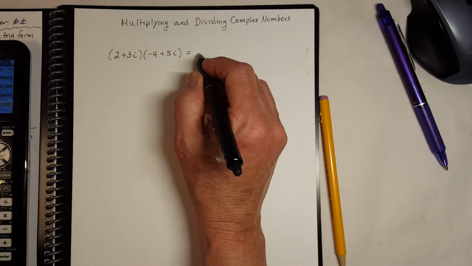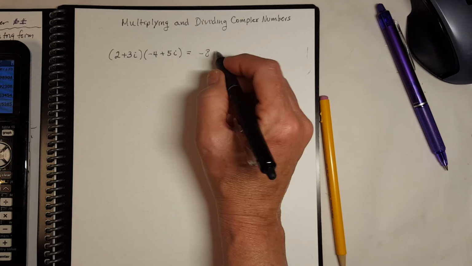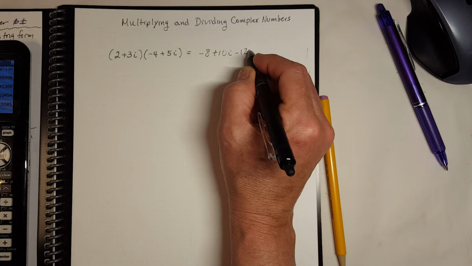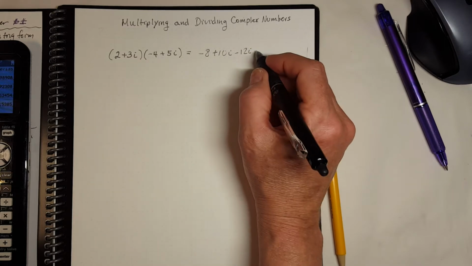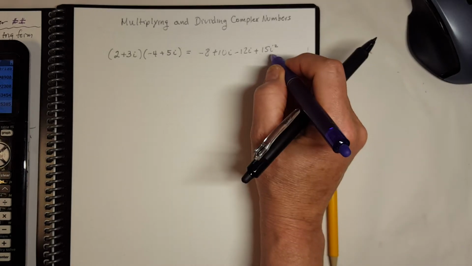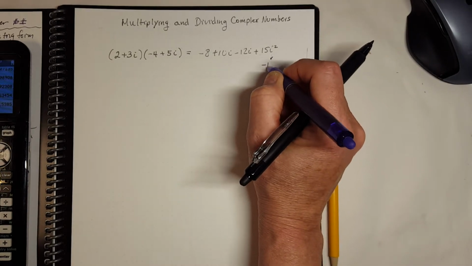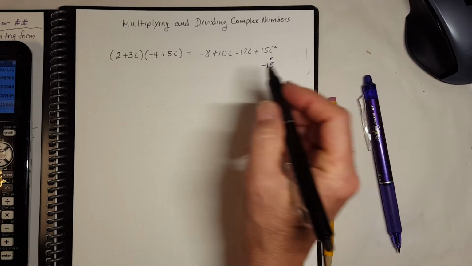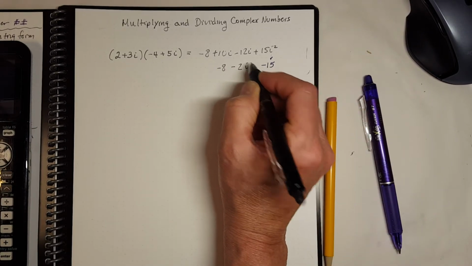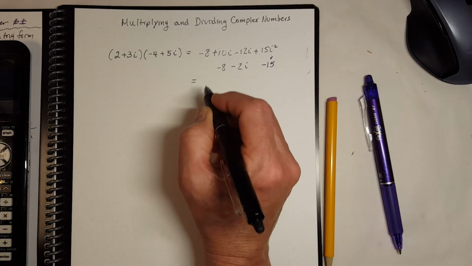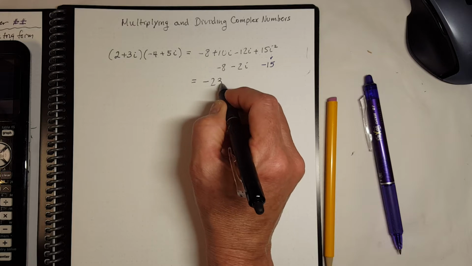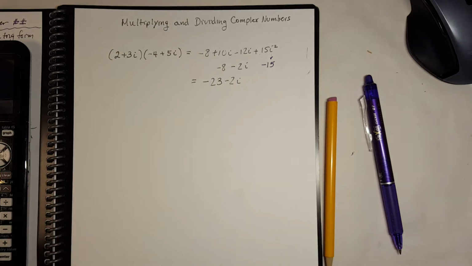So 2 times minus 4 is minus 8. And 2 times 5i is plus 10i. 3i times minus 4 is minus 12i. 3i times 5i is plus 15i squared. And then we immediately say that i squared is negative 1, so this becomes negative 15 altogether. And we combine our like terms, so we have negative 8 minus 2i minus 15. And so the product of those two complex numbers is negative 8 minus 15, which is negative 23, minus 2i.